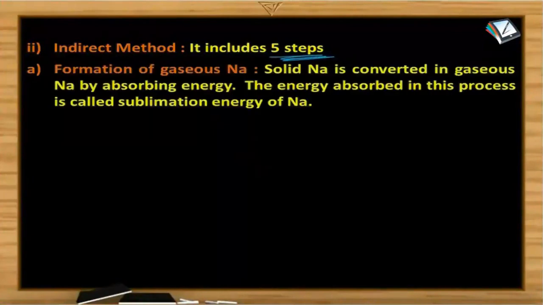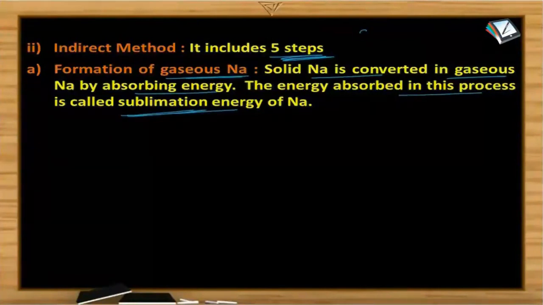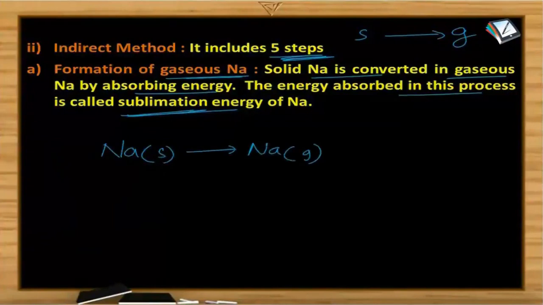So one is the formation of gaseous sodium. Solid sodium is converted into gaseous sodium by absorbing energy, and the energy required for this process is called sublimation energy. What is the meaning of sublimation? The conversion of a solid directly into gas is called sublimation. So here the solid sodium is converted into gaseous sodium. So this is an endothermic process.